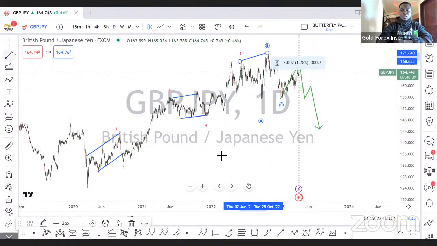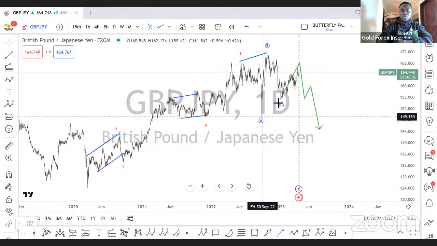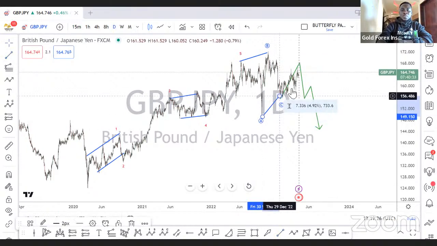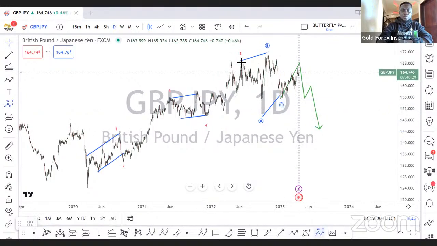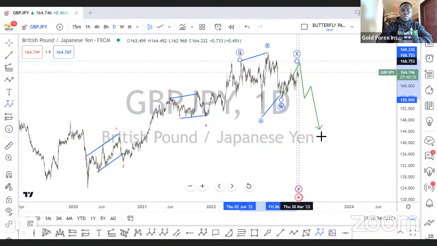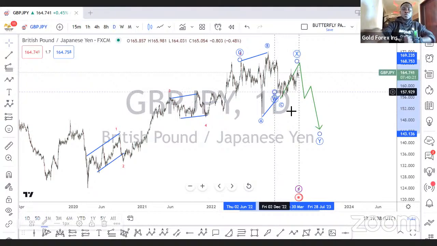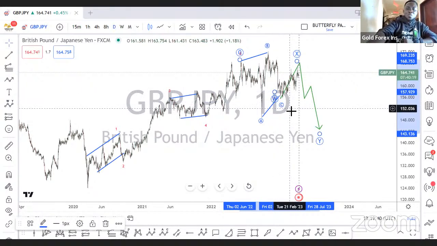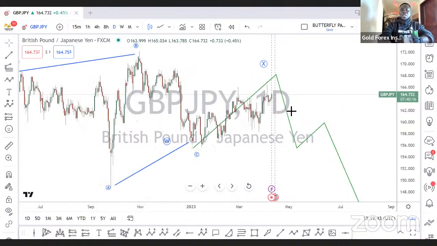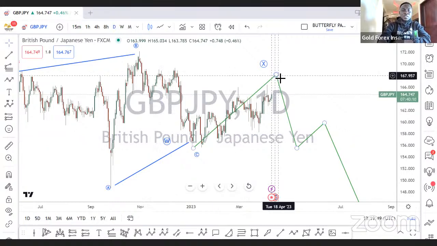So those who have done LL2A should understand this one. So this ABC will be a W from 5. Here will be a W, X, Y. Okay. Now, where we are right now is basically the X. Now, with the X, I want to assume that the X is forming a harmonic pattern.